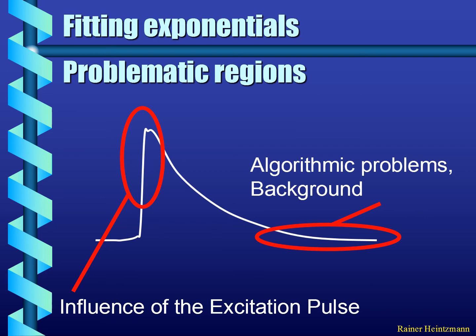And this would need to be accounted for. Another problem is algorithmic problems or background problems. So usually you have some dark counts of your detector or some leakage of the system, room light coming through or something like this. And so you have to be really careful to account for the statistics of the background, because otherwise you're going to perform pretty badly at the long lifetime part of your curve. So that's the word of caution.